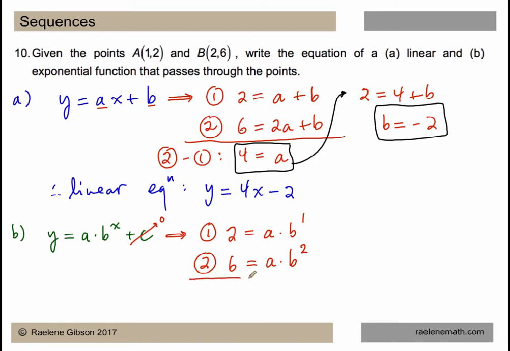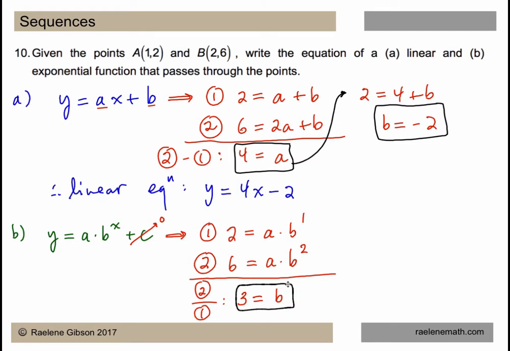Now we are going to eliminate a this time, but we are going to do so by division. So we're going to take equation 2 divided by equation 1, and the left sides divide to give 6 divided by 2, which is 3. And the right side of equation 2 divided by the right side of equation 1 is going to reduce the a's, and b squared over b reduces to b.